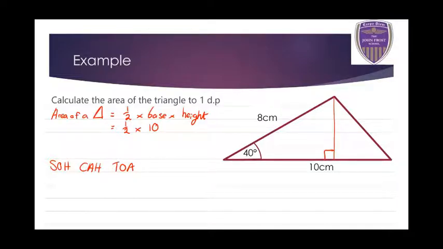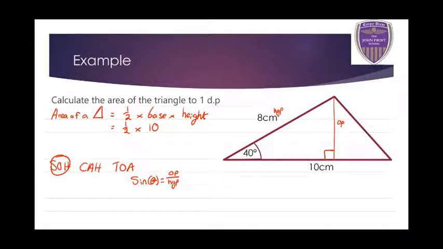So if this is our angle here, we're trying to find this side, and that is opposite to the angle. So we're going to call this opposite. And in this right angle triangle, this 8 centimeter side is the longest side. This is our hypotenuse. So which of these functions, SOHCAHTOA, uses the opposite and hypotenuse? Well, it's SO, which is sine. So sine of an angle is equal to opposite over hypotenuse.